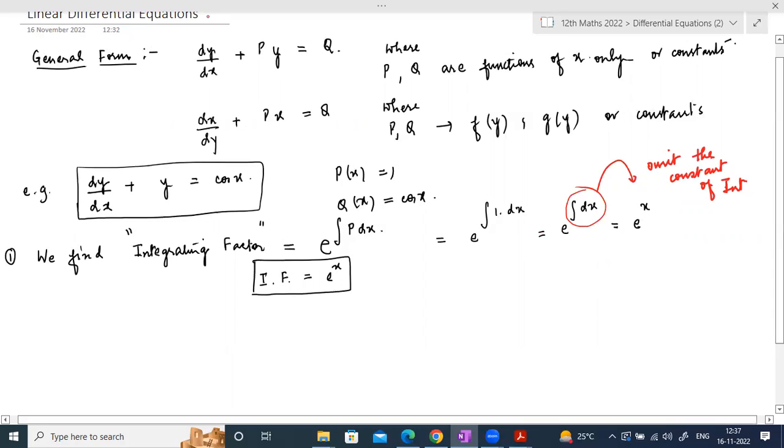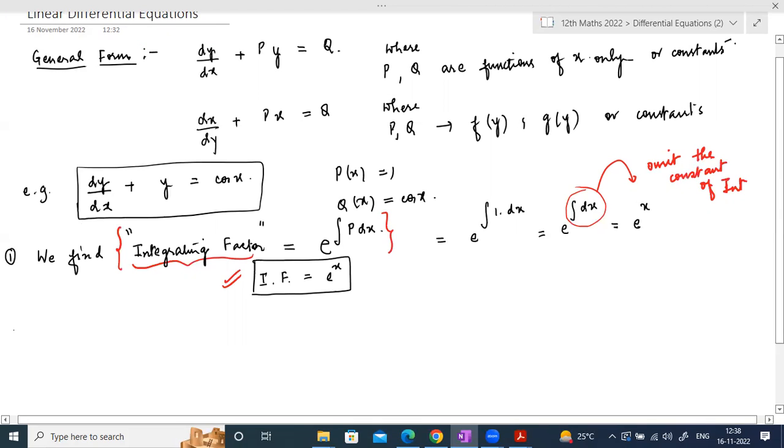Sir, I want this part explained once more. Okay. So what is the definition of integrating factor? Integrating factor is e to the power integral of P dx. e is the common base, e to the power integral of P dx, and P is whatever we get from the equation. Here P was 1. So for this specific equation, the integrating factor is e to the power x.